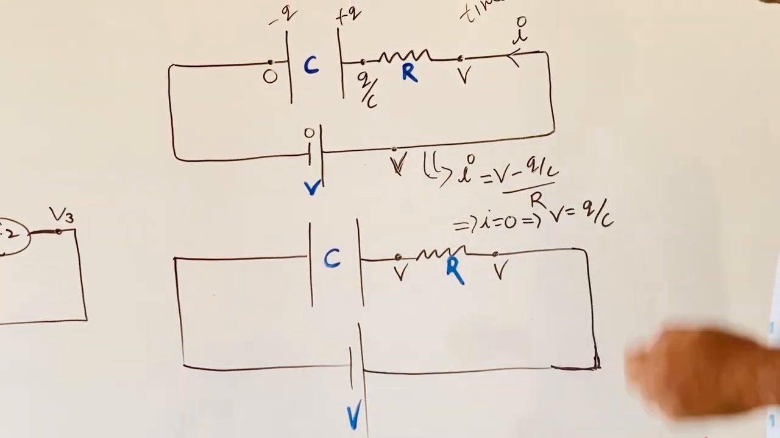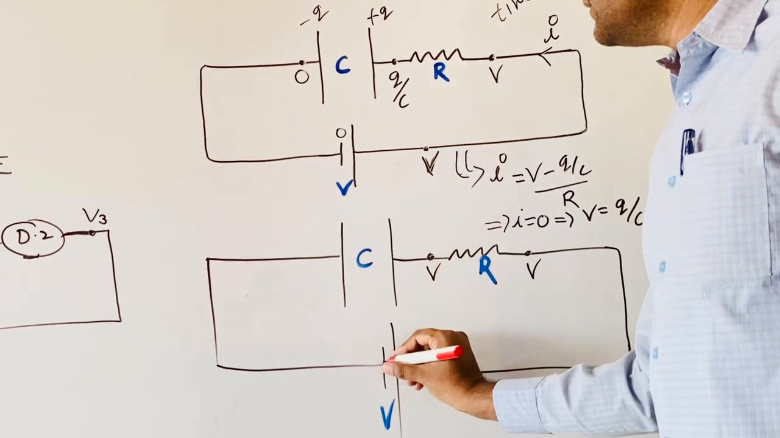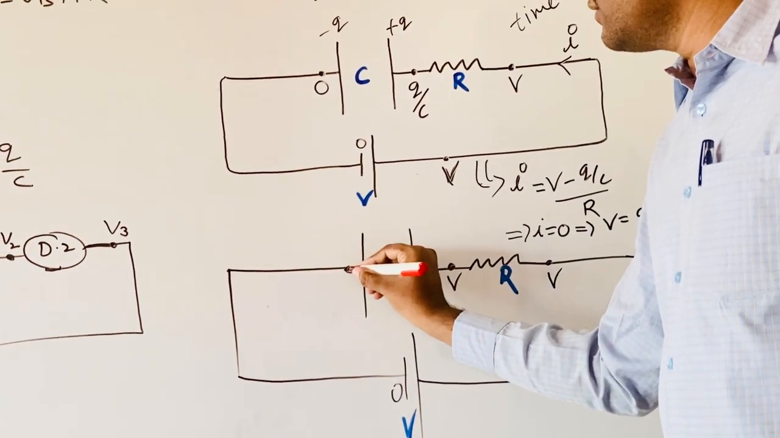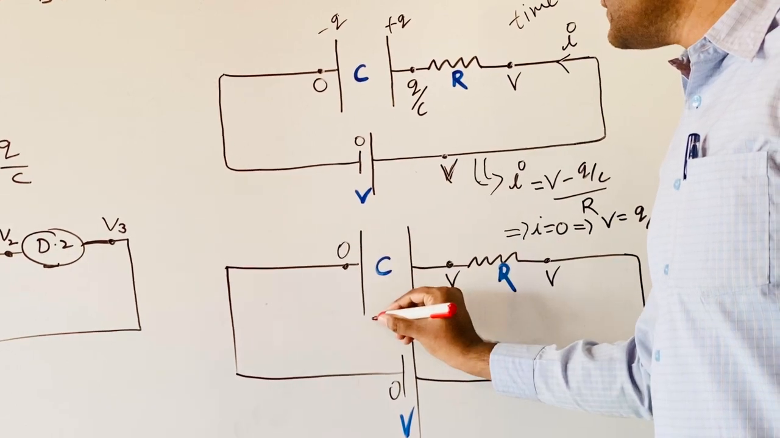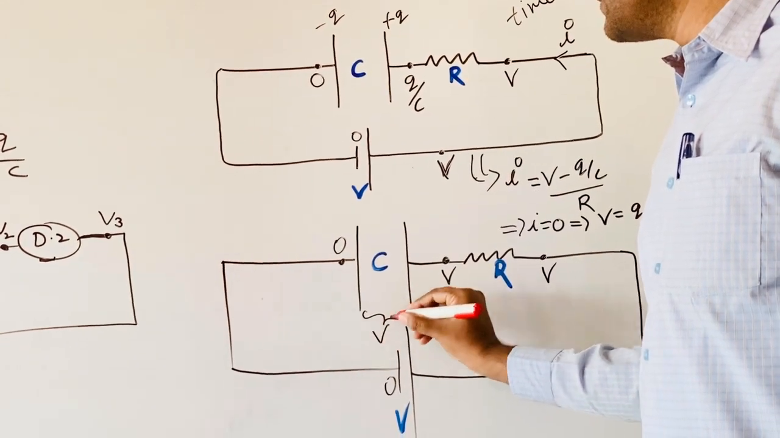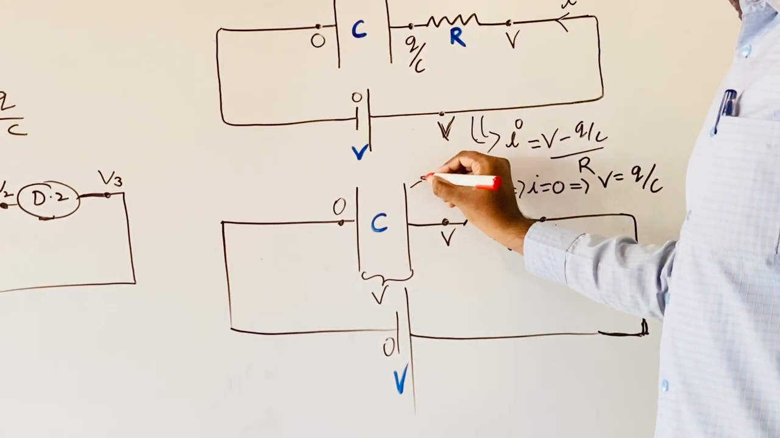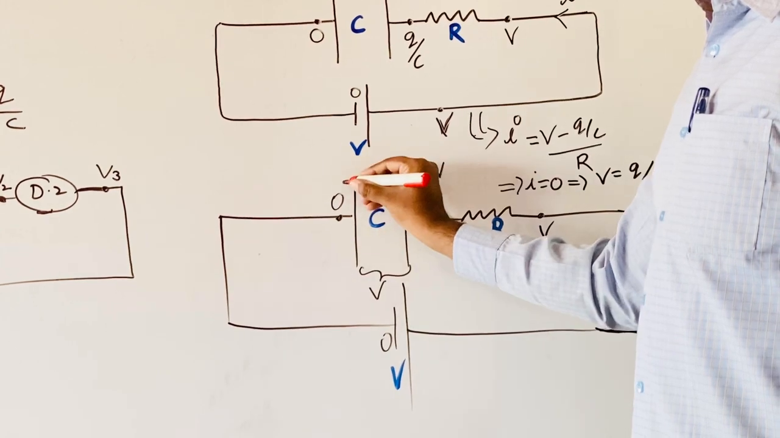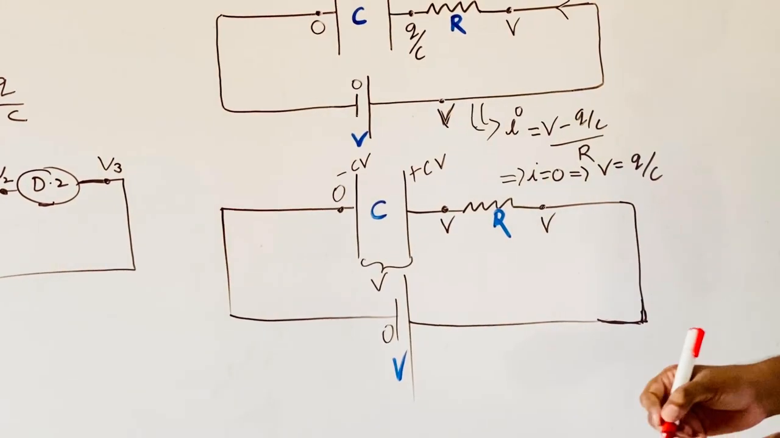So in this situation, if this is V, here again this is 0. So 0 again here, there is no electronic device, this is also 0. It is nothing but the potential difference across the plates of the capacitor. Now, V means this plate has received how much amount of charge? Plus CV. This plate has received how much amount of charge? That is minus CV.